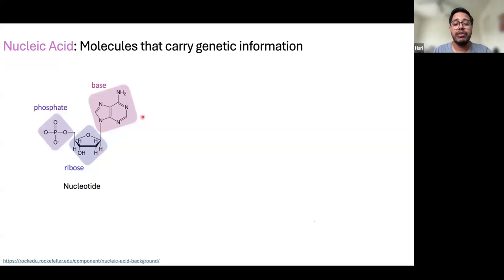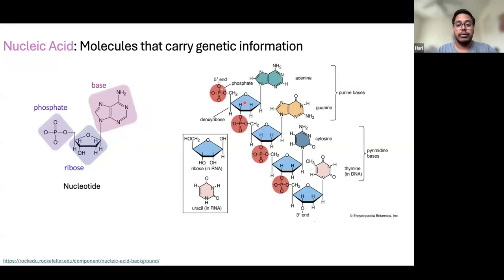And depending on the type of base that is present, or depending on the type of the sugar that is present, the nucleic acids can be divided into different categories. Now, this nucleotide can form different chains of nucleotides, which form different types of nucleic acids. So as you can see, the phosphate group forms the backbone of the chain of nucleotides that it makes. And we have different kinds of bases that can be attached to the nucleotides, which can be broadly divided into two groups, that is purine bases and pyrimidine bases.